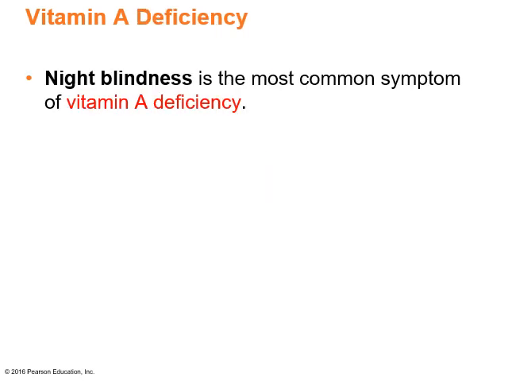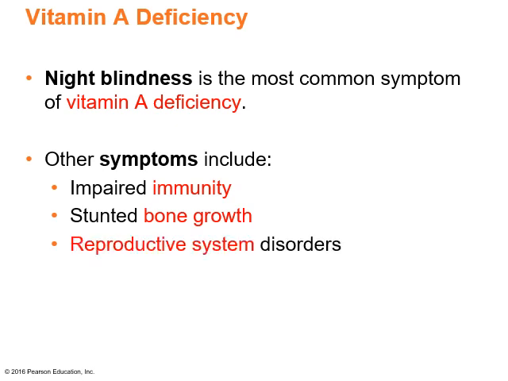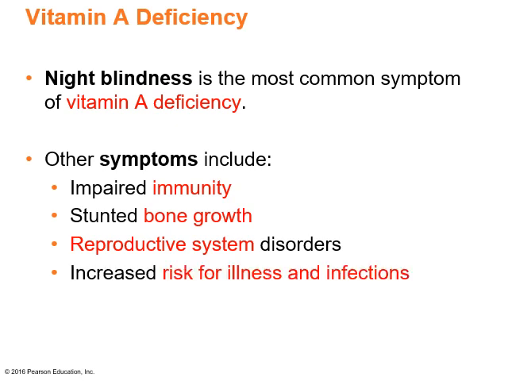Now, deficiency, so if you don't have enough, night blindness is the most common symptom of vitamin A deficiency. Other symptoms from a deficiency of this particular vitamin include impaired immunity, so immune system is affected, stunted bone growth, and reproductive system disorders. Also, increased risk for illness and infections, again, with it being a crucial part of your immune system health. You could see where some of these issues would become problematic. And blindness, so just straight up blindness, not just night blindness.